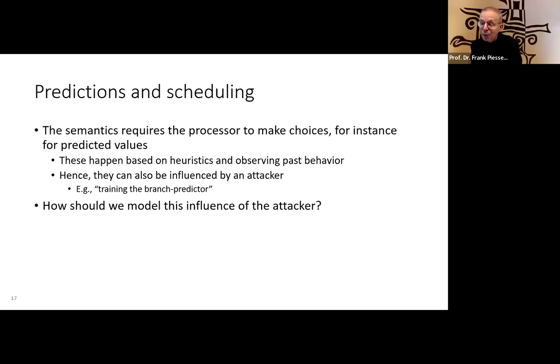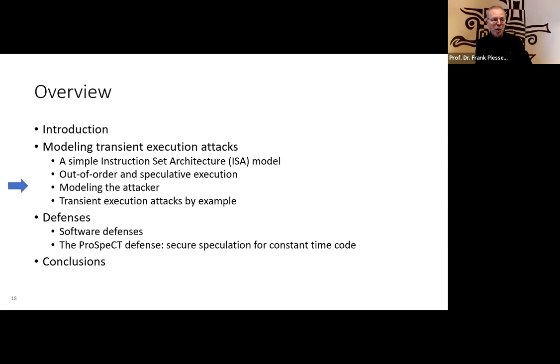So an attacker can influence these predictions, for instance, by doing a lot of branches that are taken, that might cause the processor to also predict a victim branch to be taken. And this influence of the attacker on the branch predictor is called sometimes training or poisoning the branch predictor. And we should, of course, model this some way, right? And that's what I'll look at now. So now I will look at how in the processor model that we have, how we can model the attacker.